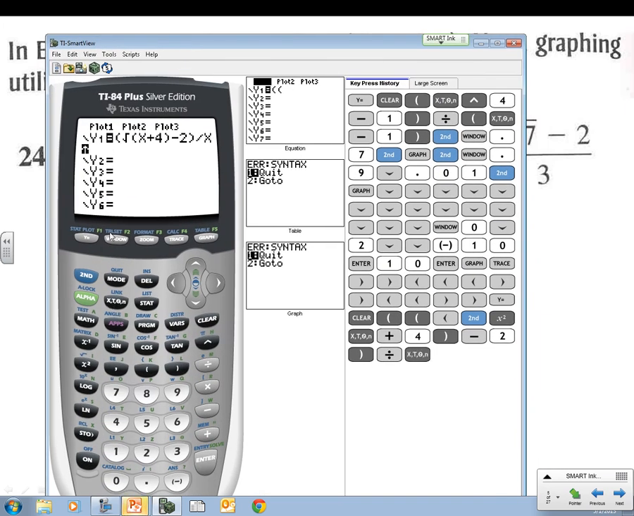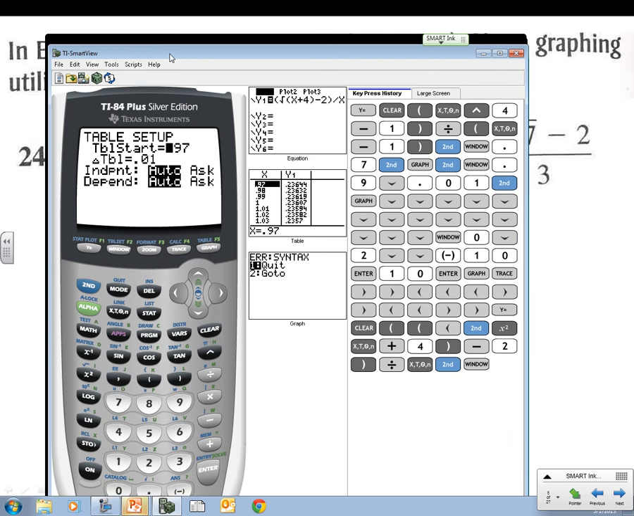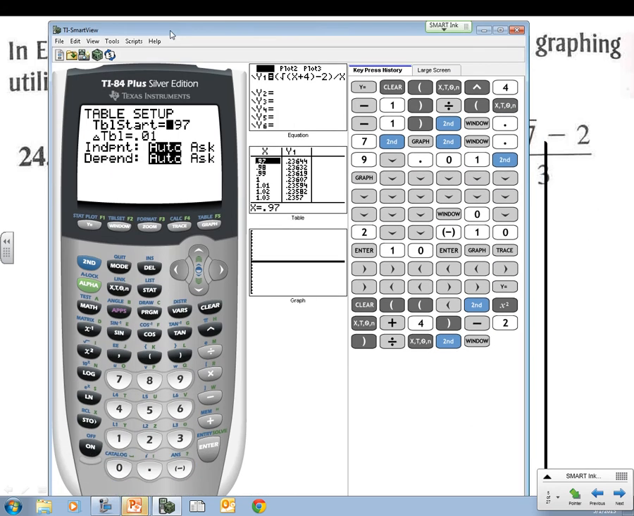And we'll go to our table, and we're going to be approaching 0. So I'll go a little bit smaller than 0, 0.3, and let's count by 0.1s again. We can always zoom in closer if we need to.